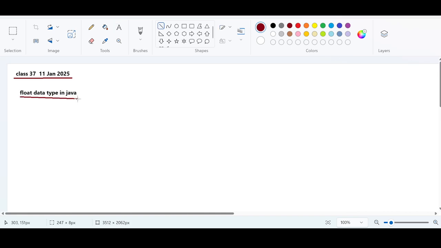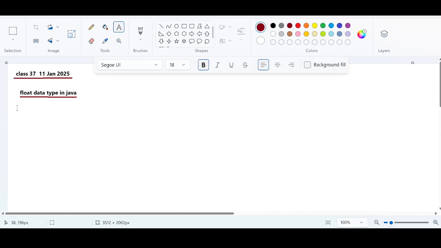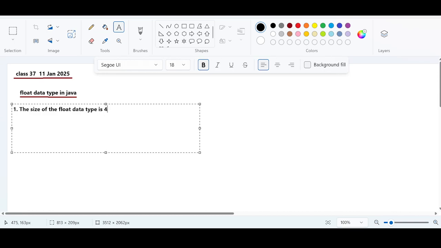The behavior of the float data type is going to be a little different. We will also understand how you can represent float data in the binary system. First of all, I will give you some points on float data type. The first point is the size of the float data type is 4 bytes. When I say 4 bytes, they are a collection of 32 bits.